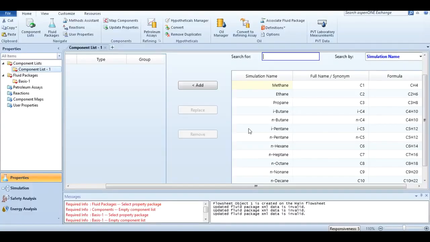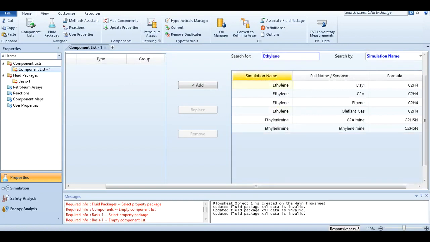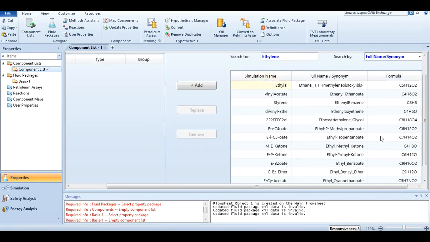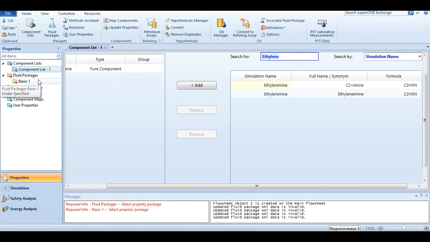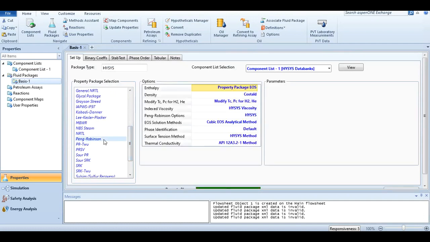So quickly going to Aspen HYSYS, first we will add the component ethylene. As you see, ethylene appears over here, but I have searched by simulation name. If you search by full name, you cannot find ethylene over here. So it's necessary for you to write the accurate condition for search by. This component is added. As this is a hydrocarbon component, we will use Peng-Robinson as we have discussed in our video number 5 as well.